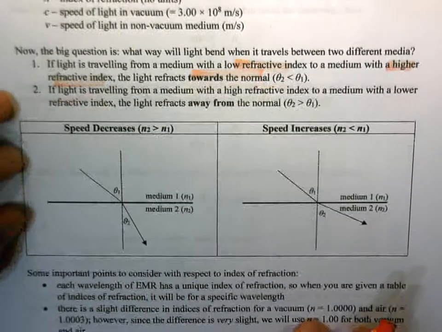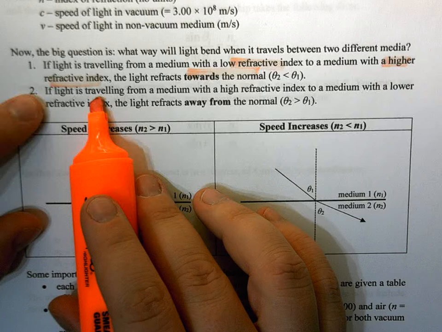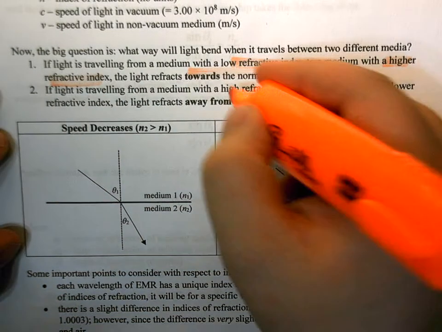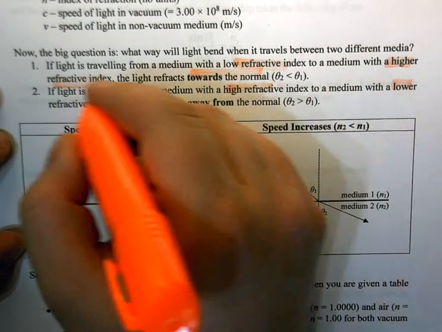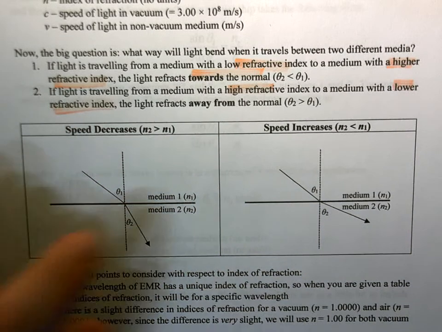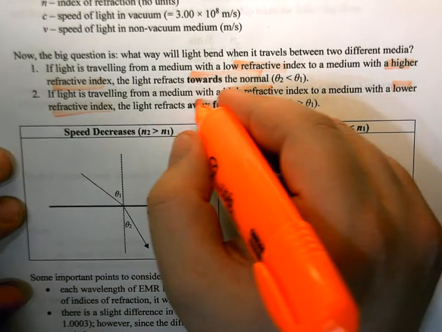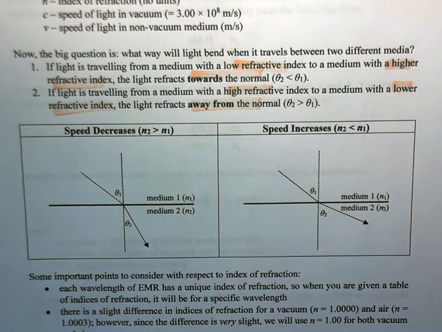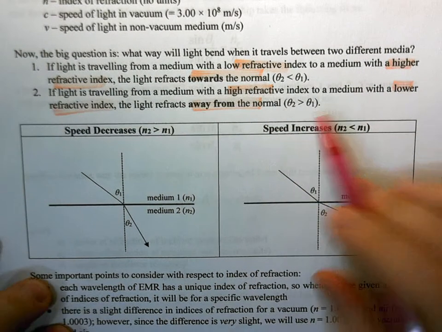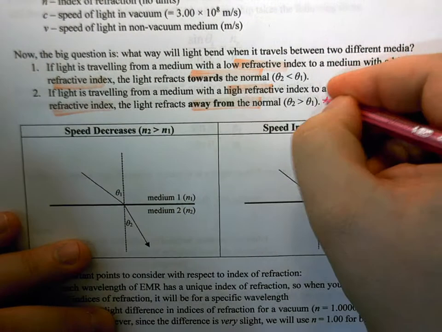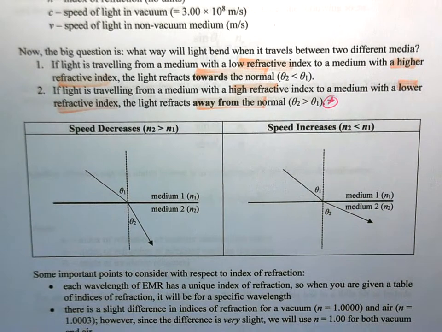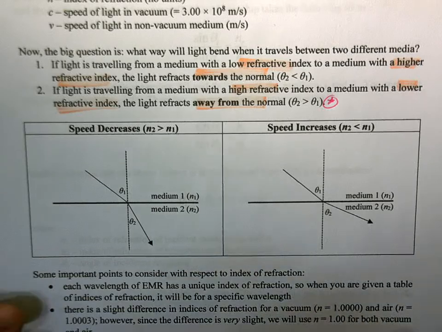Now, the opposite to that: if the light is traveling from a medium with a high refractive index to one that is lower, we're going to find that light refracts away from the normal. So that angle of refraction is going to be greater than the angle of incidence. I'm going to put a star next to this because this is the incomplete story for the second case. There's a little bit more that we want to talk about with respect to that, but we're going to come back to that a little bit later.